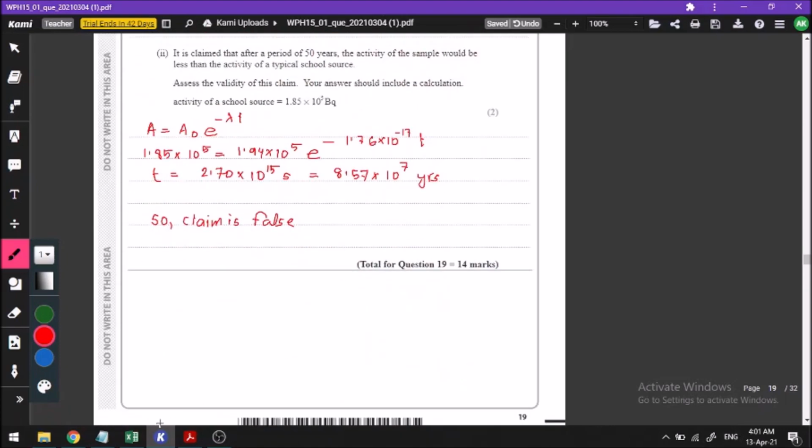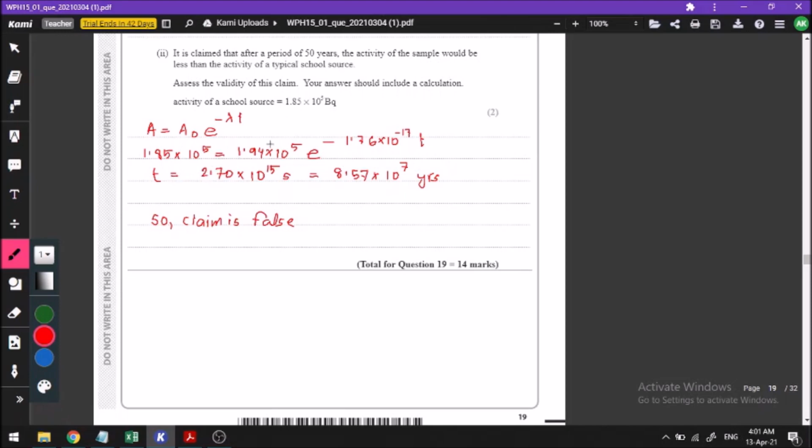It is claimed that after a period of 50 years, the activity of the sample would be less than the activity of the typical school source. Assess the validity of this claim. Your answer should include a calculation. The activity of the school source is this much. So let us see what happens after 50 years.